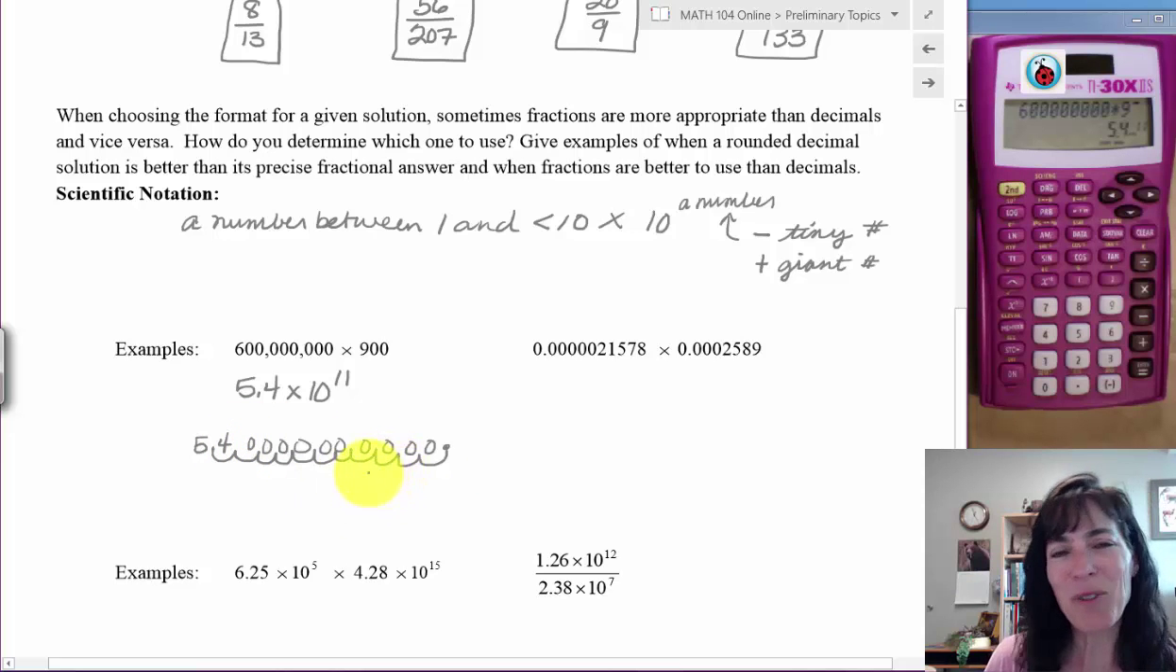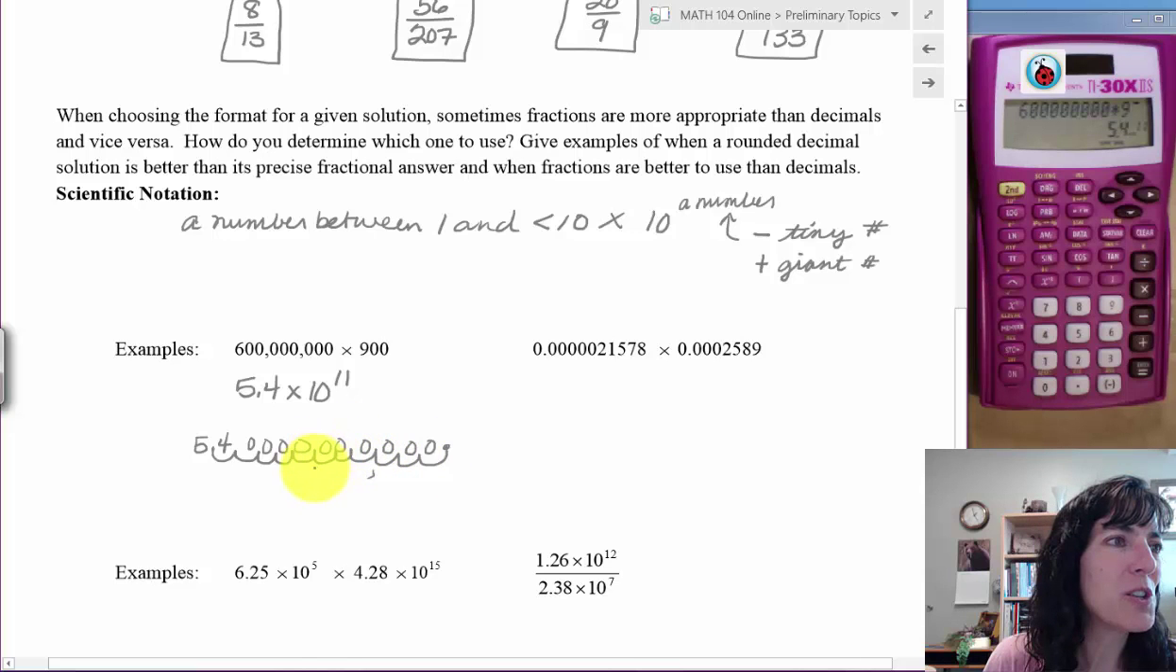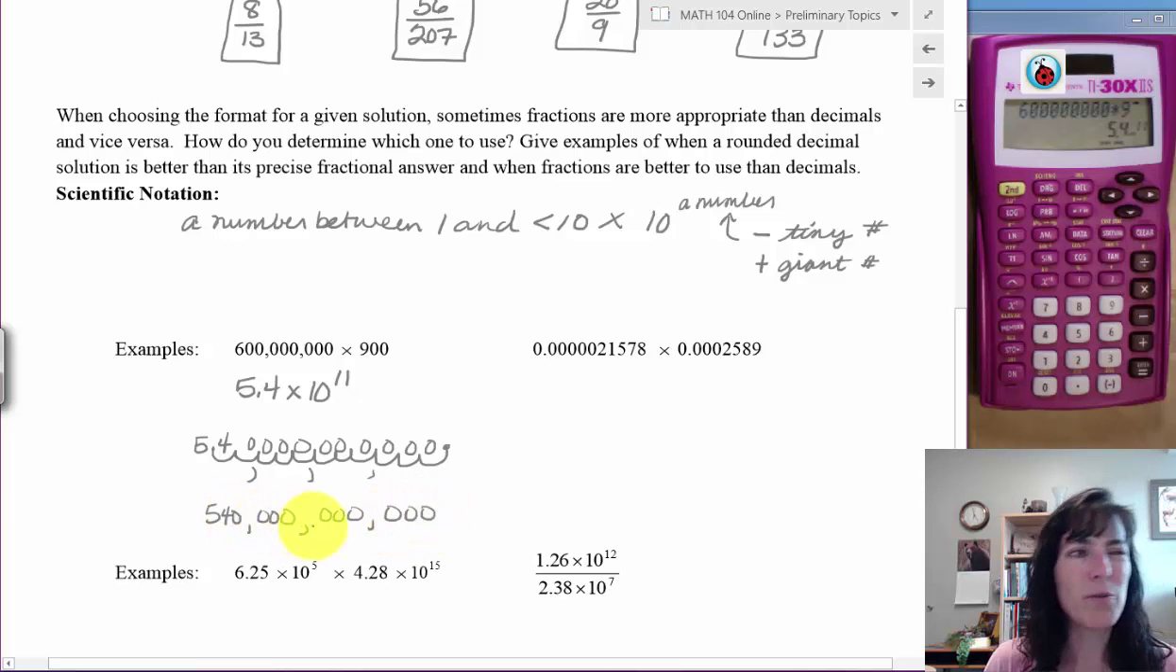I'm sure you remember doing this at some point in your career. The big thing is to count up. Okay, so it's going to be 540, 1, 2, 3, 1, 2, 3, 1, 2, 3. So that's 540,000,000,000, I think. It's a large number.